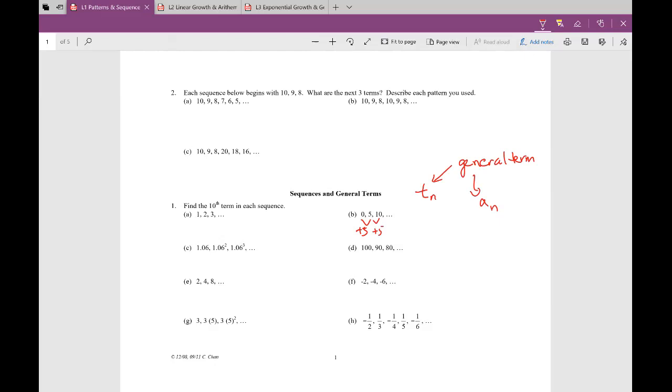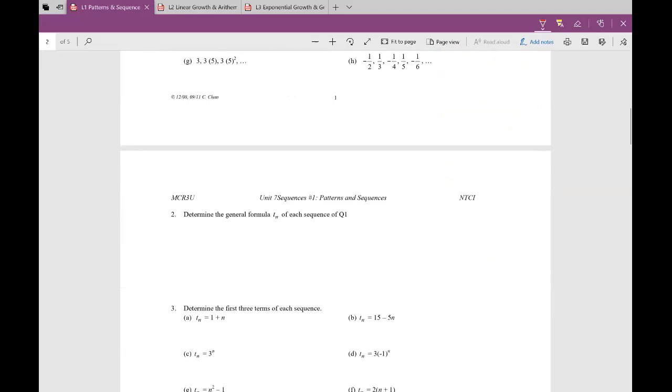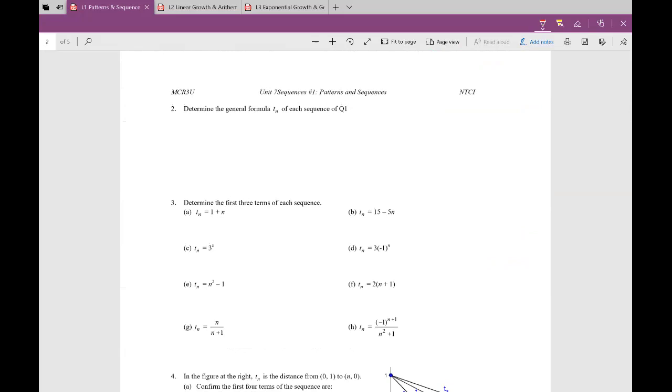Now the n stands for its position in a sequence. And again, really quickly, a sequence is just a list of numbers that are separated by commas, and there is usually a pattern. So it's actually easier just to kind of do a question here with question number 3.